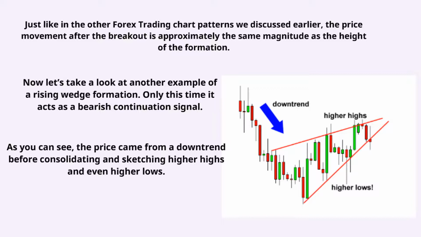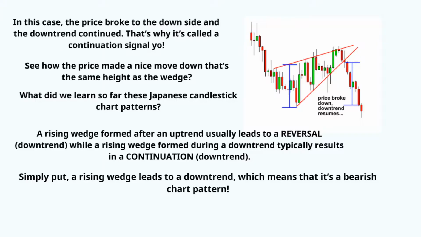As you can see, the price came from a downtrend before consolidating and sketching higher highs and even higher lows. In this case, the price broke to the downside and the downtrend continued. That's why it's called the continuation signal. See how the price made a nice move down that's the same height as the wedge?